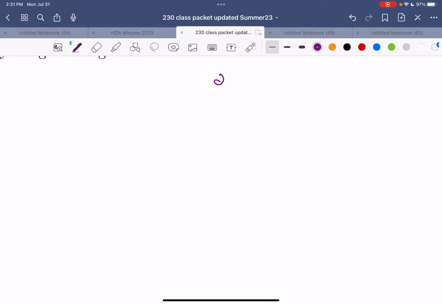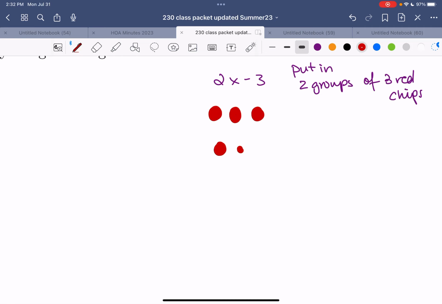So let's take a look at 2 times -3. This says I'm going to put in 2 groups of 3 red chips. And if I do that, my answer is -6. If I switch that order, if I take out 3 groups of 2 red chips, I end up with the same exact thing. We've seen that a couple of times.